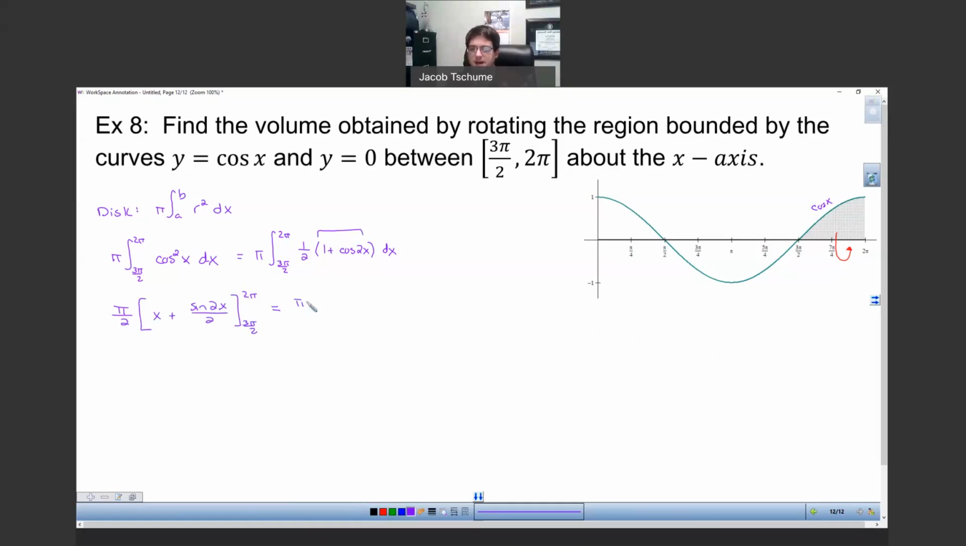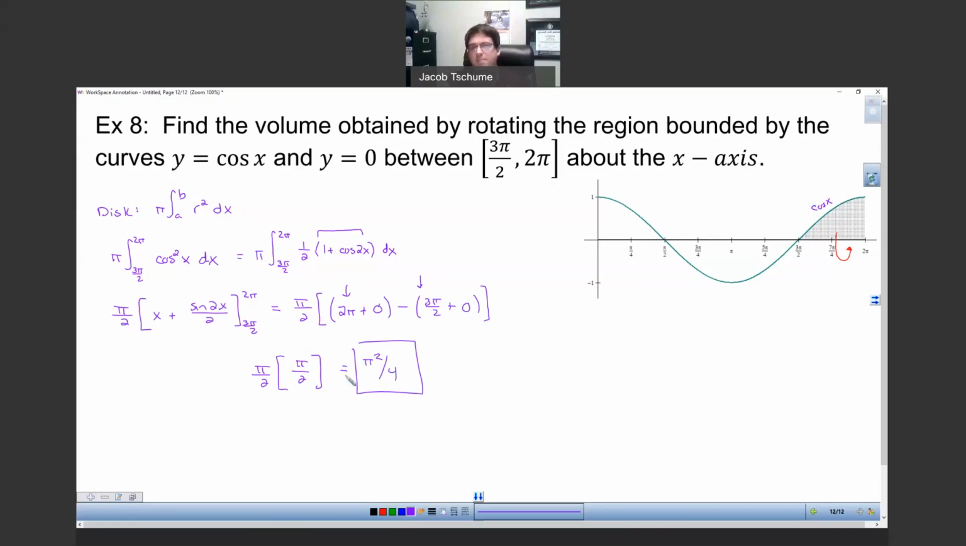All right, so this would be pi over 2 times, if I plug 2 pi into both of these values, that would be 2 pi plus sine of 4 pi is 0, so that term goes away, minus, then you get 3 pi over 2 plus, if you double 3 pi over 2, that's 3 pi, but the sine of 3 pi is still going to be 0. If you combine your angles inside the bracket, you're going to have the 2 pi minus the 3 pi over 2, which is just pi over 2. And when you multiply these two terms together, you get a final volume of pi squared divided by 4.